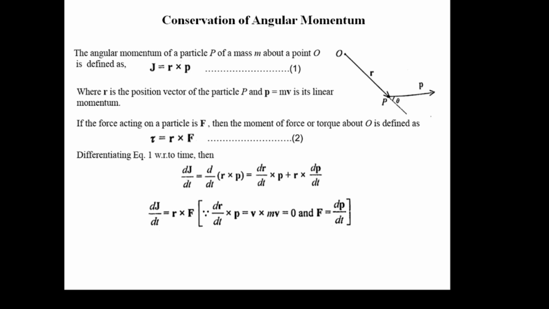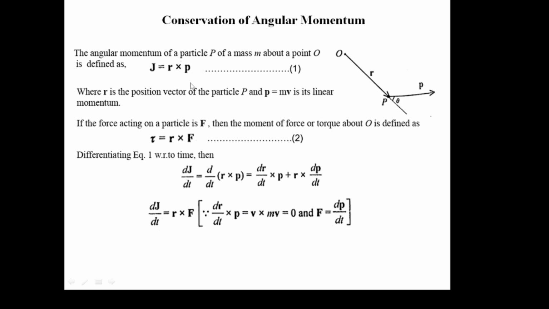So here the angular momentum of a particle P of mass m about a point O is defined as J is equal to r cross p, where r is the distance OP. If the force acting on the particle is F, then the moment of force or torque about O is defined as tau is equal to r cross F.